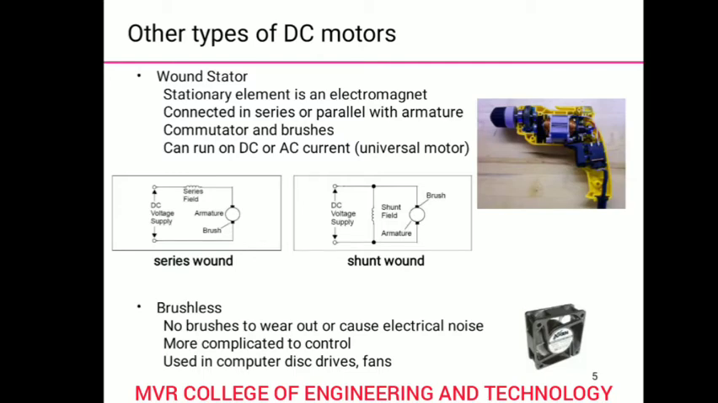Like that, in the PMDC motor we again have two types here, shunt wound and also series wound. Again the stationary element is an electromagnet which is connected in series or parallel with the armature, commutator and brushes. So it can run on DC or AC. It can be operated like a universal motor also. You know all about the universal motor. You can give any supply to the motor, whether AC or DC. It will operate and give you some sort of speed. So the universal motor is used for AC and DC also.